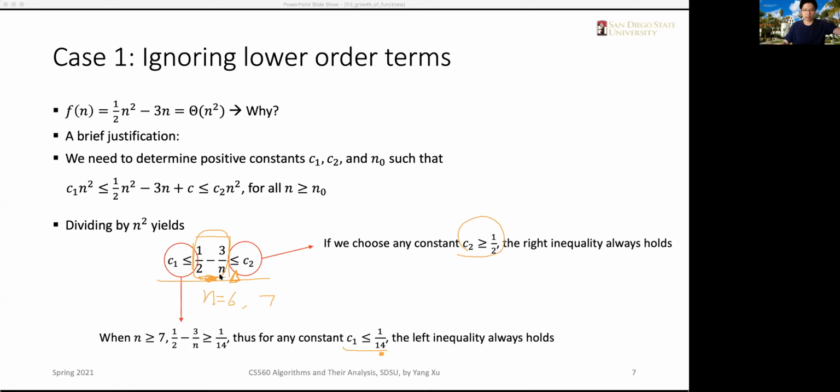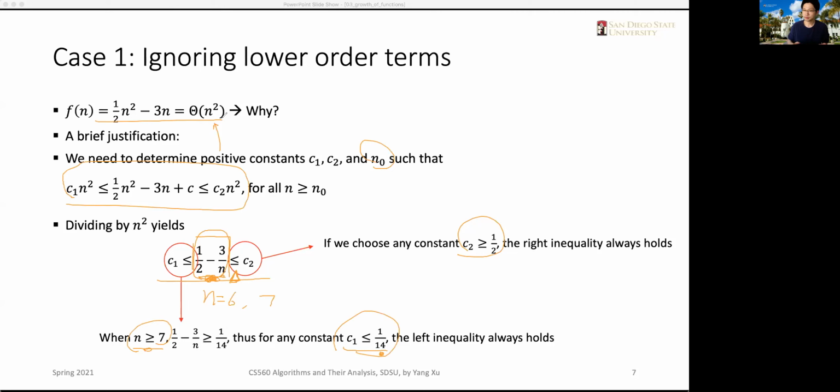When n approaches infinity, the middle term will approach 1/2, but it's always smaller than 1/2. So we can find the point in which the middle term has the smallest positive value, which is when n equals 7. When n equals 7, this middle term is 1/2 minus 3/7, which gives us 1/14. So as long as we choose C1 smaller than 1/14, then the left inequality also holds. And for n0, n0 is 7 in this case. So now we can determine the C1, C2, and n0 so that the inequality will hold. Then we're done with the proof.